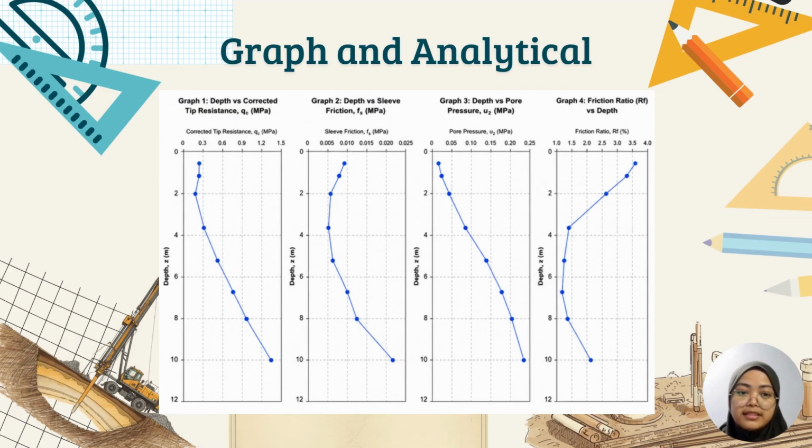Then the second graph presents the friction. The values increased from around 5 kPa to 22 kPa with depth, confirming the improvement in soil strength. The third graph shows pore pressure, which rises significantly from 4 kPa to 230 kPa. This indicates that the soil is highly saturated, especially within the clay layers. High pore pressures such as slow drainage, and potential long-term settlement problems.